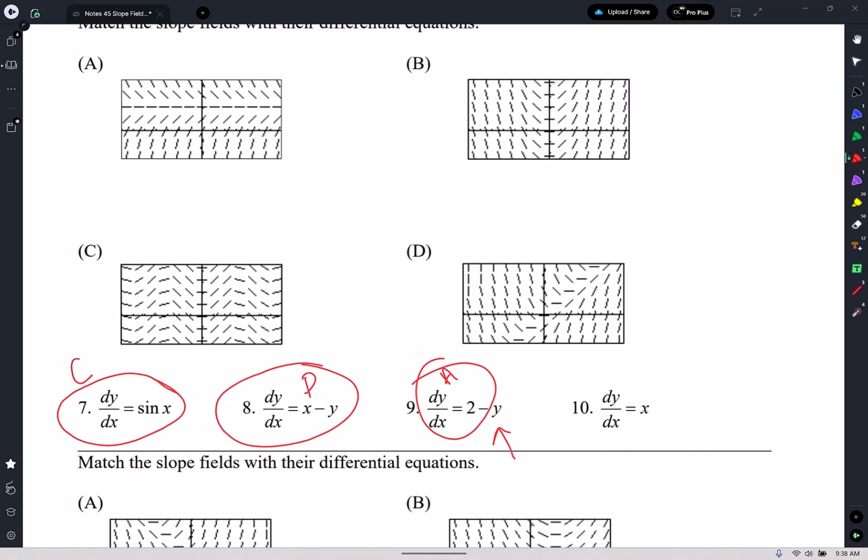So, that one looks like B. Look, it's not affected by your Y. So, if you go up and down on letter B, the slope stays the same. So, that one's B. Do you guys see how we did it?